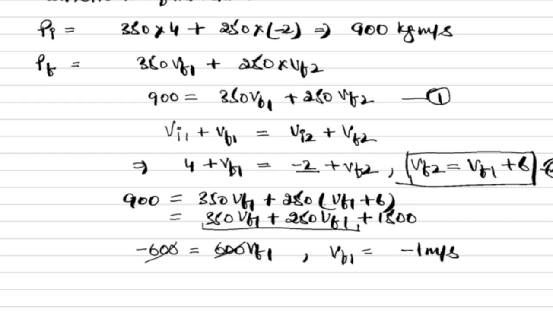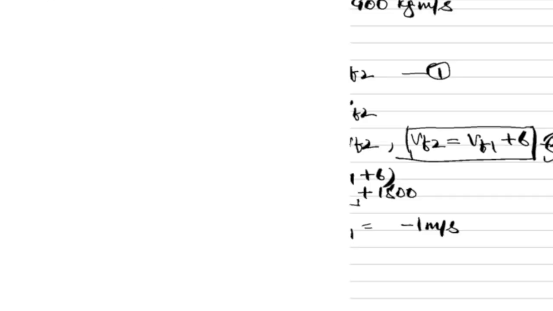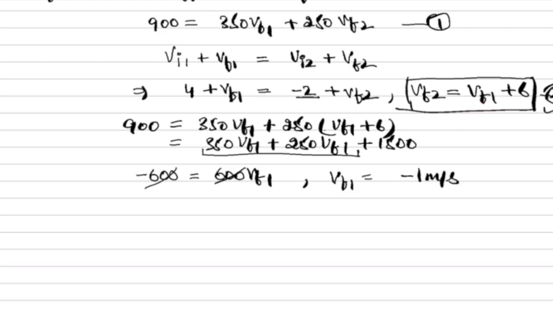Okay, so I can use this equation and do the VF2 calculation. So VF2 will be, we have to add the 6 with it. So minus 1 plus 6, that will be 5 meters per second.